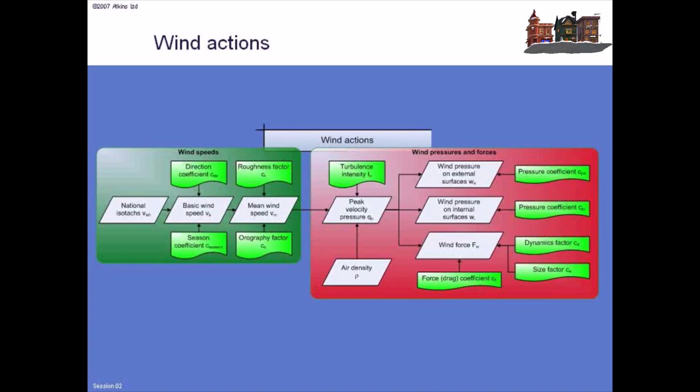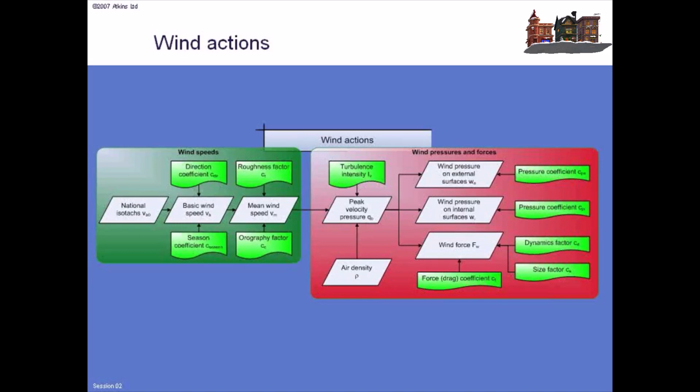We then need to calculate a basic wind speed, and that basically involves introducing two coefficients to the speed we have on the wind map. One is a direction coefficient. So if we have statistical data on whether the wind blows more strongly in one direction than another, we can introduce a coefficient. And we have a season coefficient. So again, if we have data on particular seasons, the wind is stronger or weaker, again, we can use that. The National Annex has set both of those to 1, so we can't actually make any benefit from that.